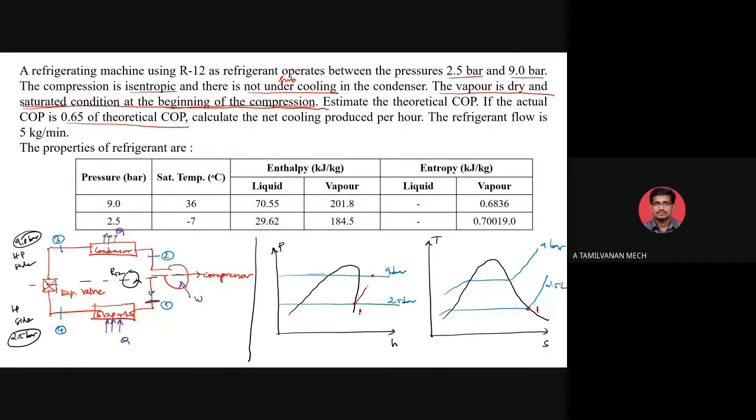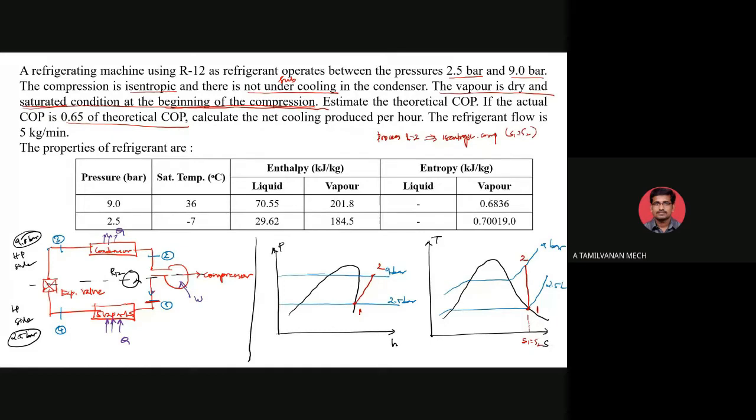So draw the line 1, 2. Here also draw the line 1, 2. How can we draw the line? Because the process 1 to 2 is isentropic. So process 1 to 2 is called isentropic compression. So we can write S1 is equal to S2. So here you draw a straight line to point 2. From the drawing you can note that S1 is equal to S2.